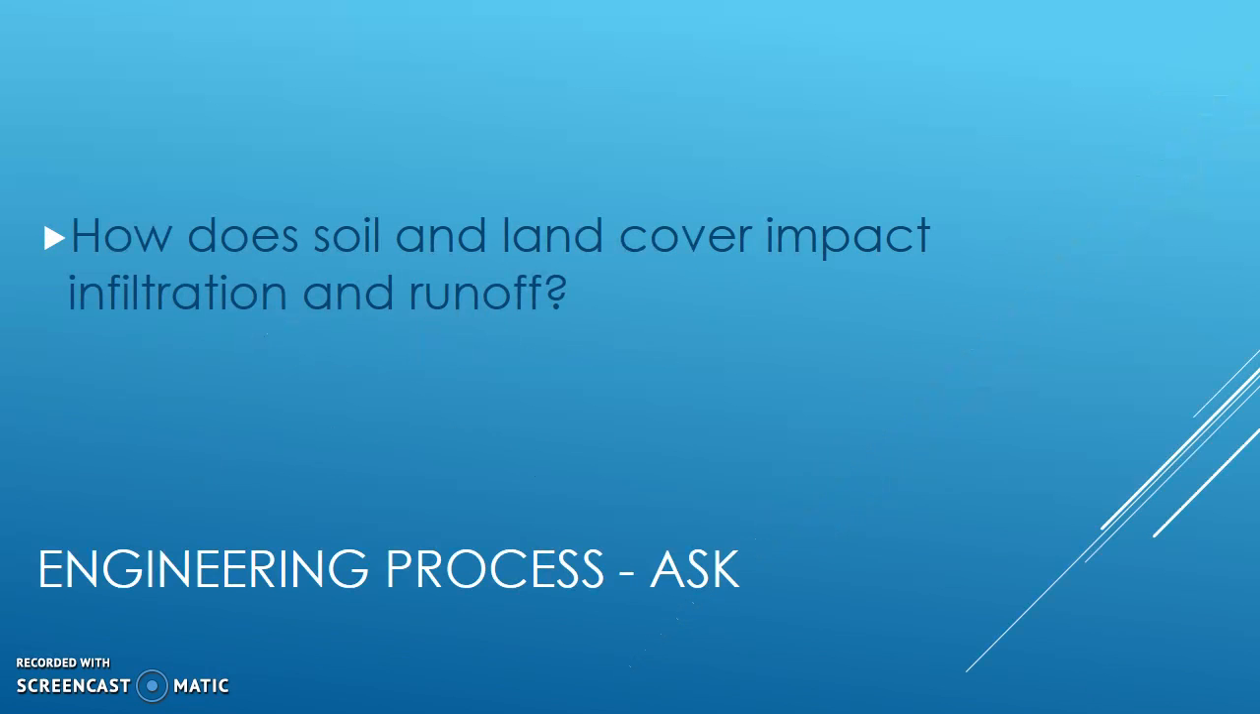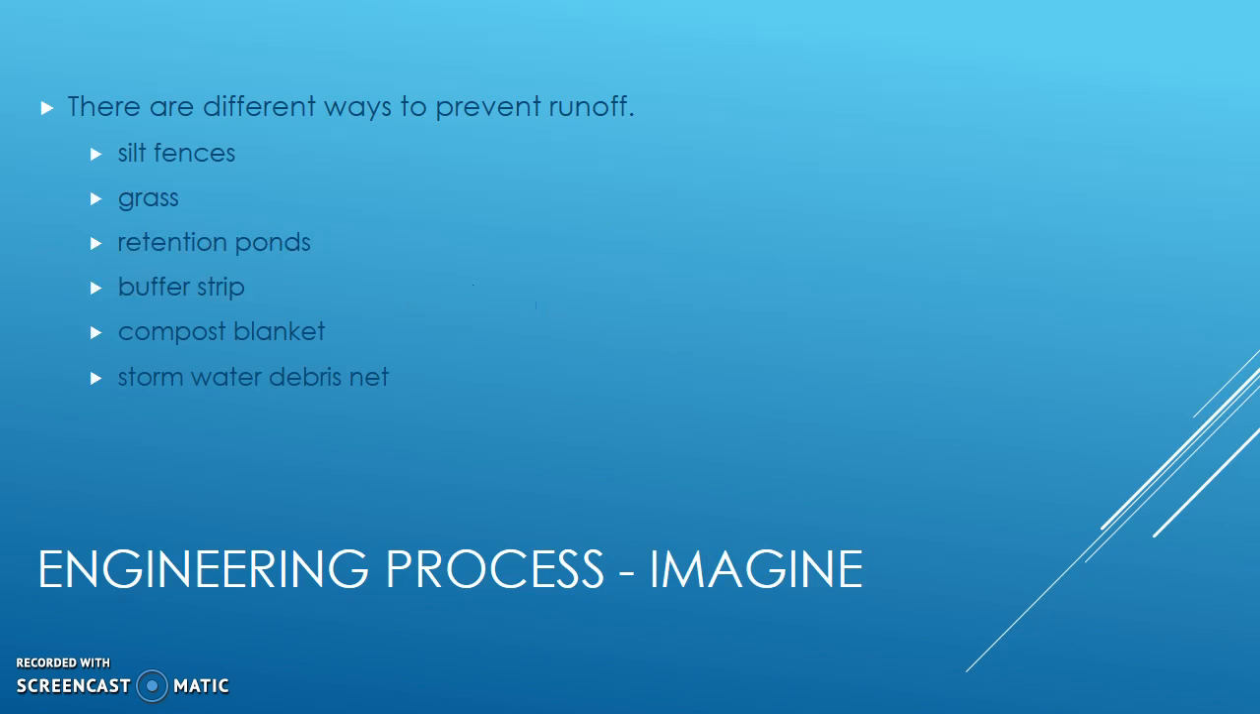Our first step to our engineering process is the ask. So my question is, how does soil and land cover impact infiltration and runoff? My second step is the imagine. So I thought of different ways that I would be able to prevent runoff. I have silt fences, I have grass, I have retention ponds, buffer strip, compost blankets, stormwater debris nets.